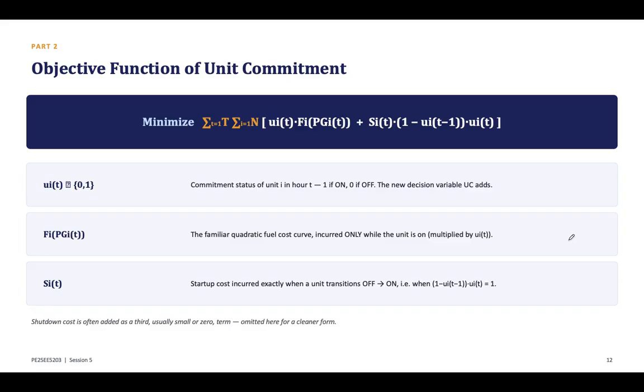The outer summation runs across the scheduling horizons here, not the inner. I was looking into this inner summation. The outer runs across the scheduling horizons, while the inner summation runs across all generating units.